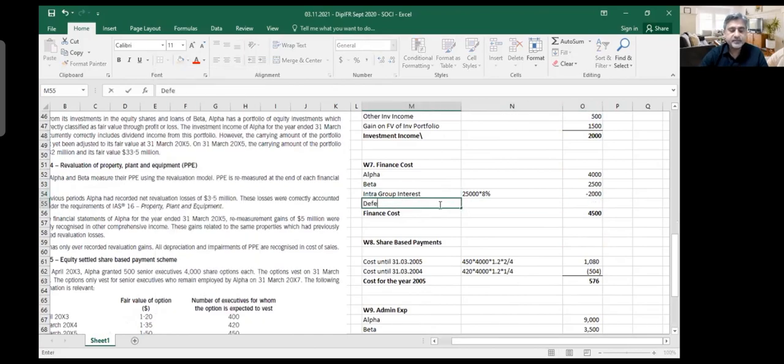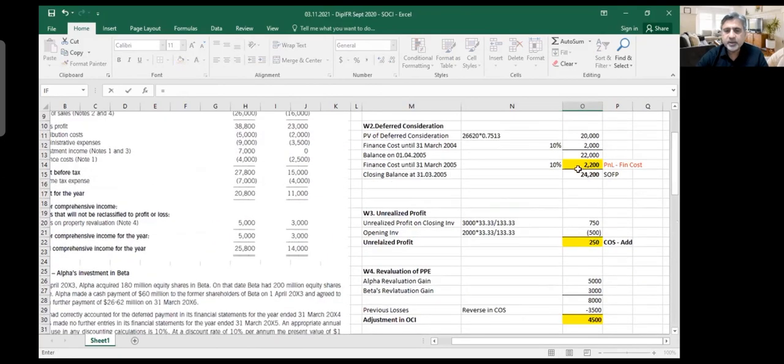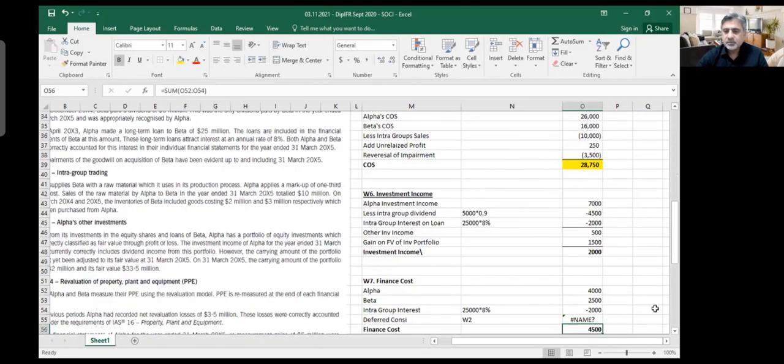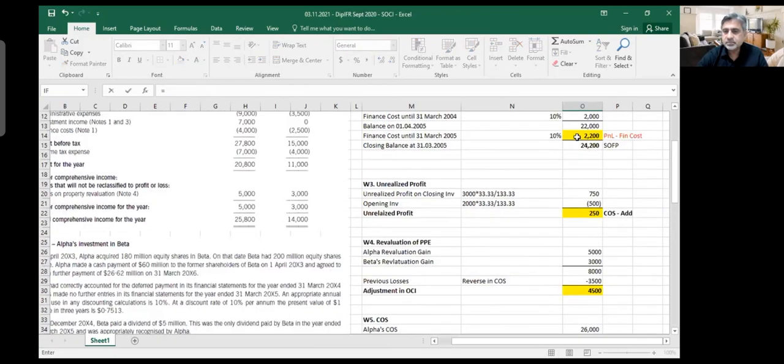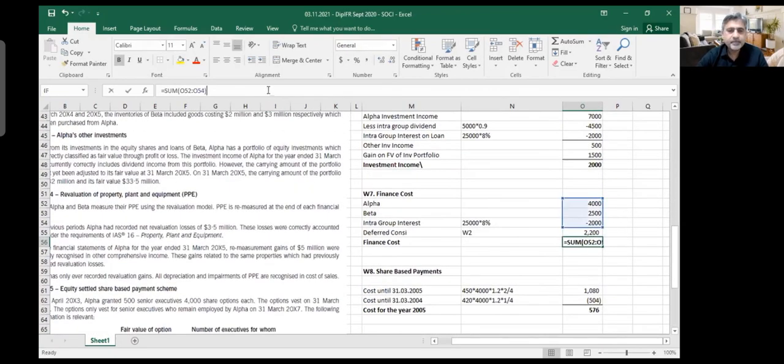So here I would say deferred consideration, and write down the name of the working, working 2 or working 3, whatever it was. This was working number 2, deferred consideration. So your total finance cost now will be like this, something like 6.7 million. This 4, 2.5, intra-group interest 2 million, 2.2 this, 6,700 comes up there.